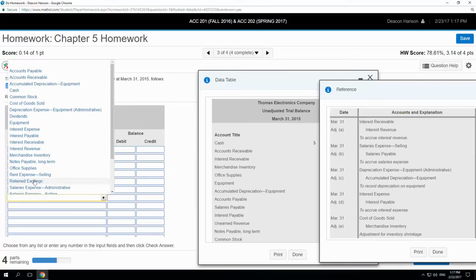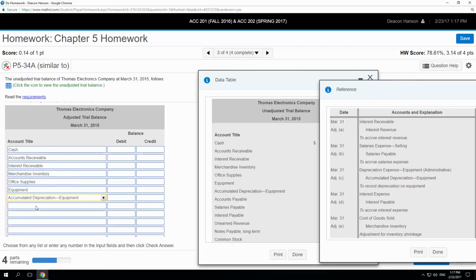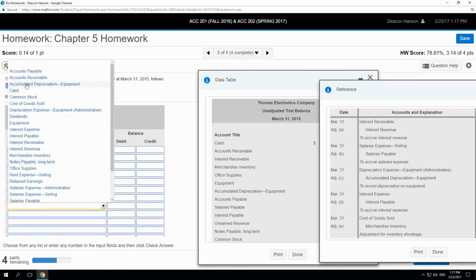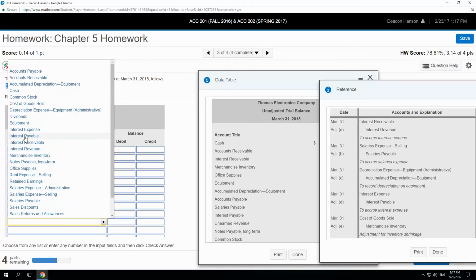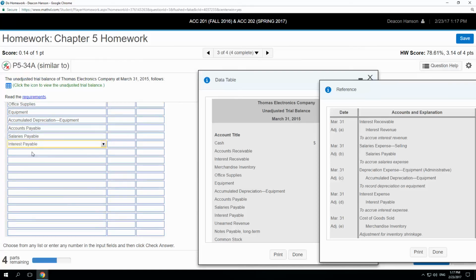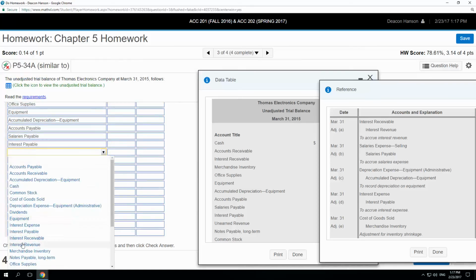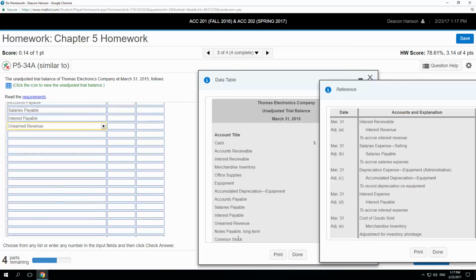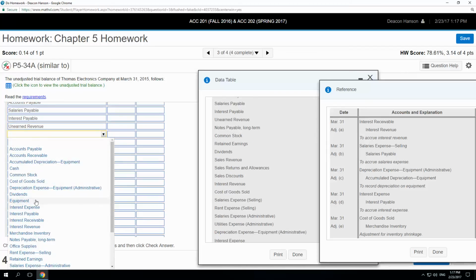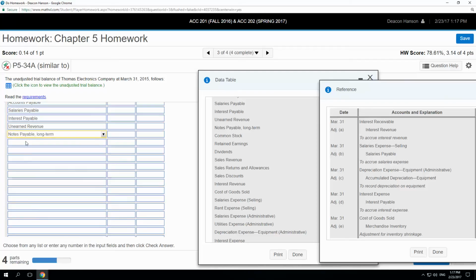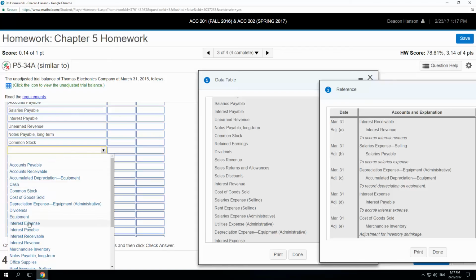I've got the accumulated depreciation on the equipment. I've got accounts payable. I've got salaries payable. Interest payable. Unearned revenue. Let's see what else we got. Notes payable long term. We got common stock. Retained earnings.